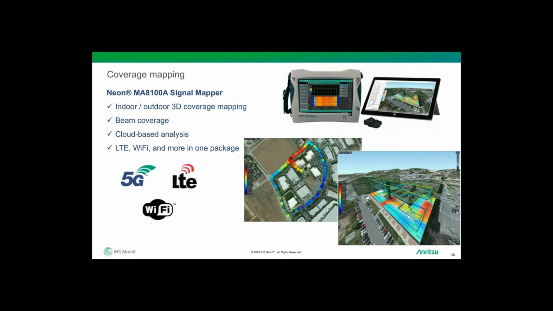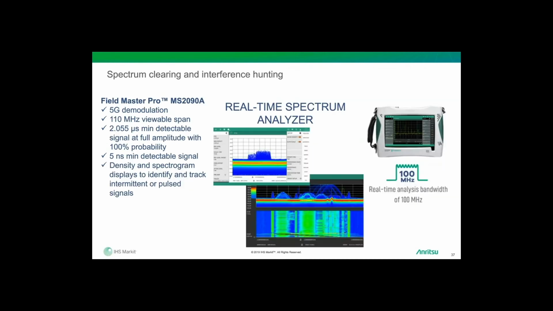And then I mentioned that going along with that is our new MS2090A real-time spectrum analyzer. The advantage of a real-time spectrum analyzer is as you're spectrum clearing, as you're interference hunting, you're able to see intermittent signals. 5G in and of itself is very difficult to find because of the very nature of the signal. They're beamformed signals, so trying to find the maximum power of a signal is going to be a challenge, finding the boresight of that beam in any given area.